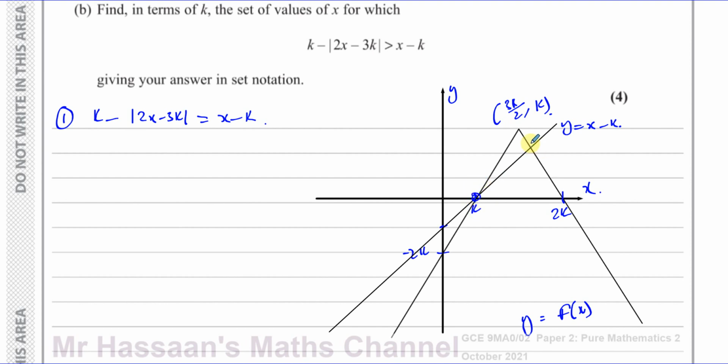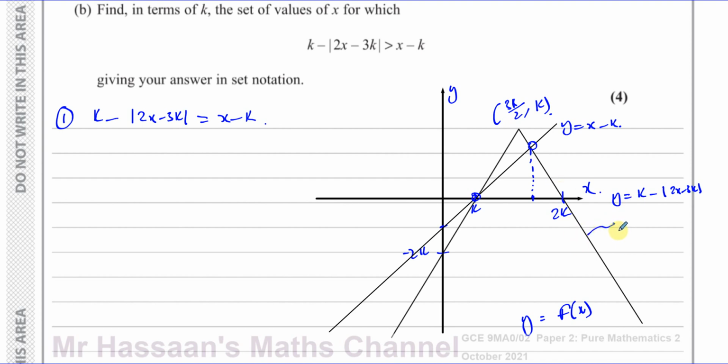And the other point is this point over here. I can see that this graph is above that graph, is greater than that graph, between this value and this value. So I've got to find what this value is over here. Now, what is this value? Well, it's where this branch of this graph, which is y equals k minus the modulus of 2x minus 3k, meets this line.